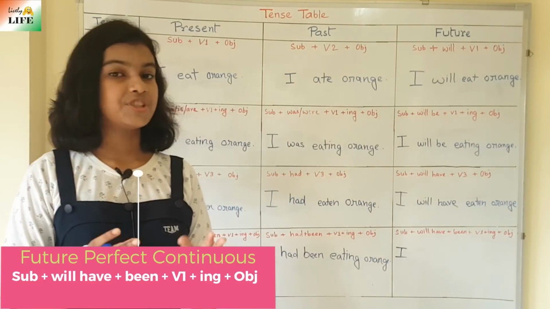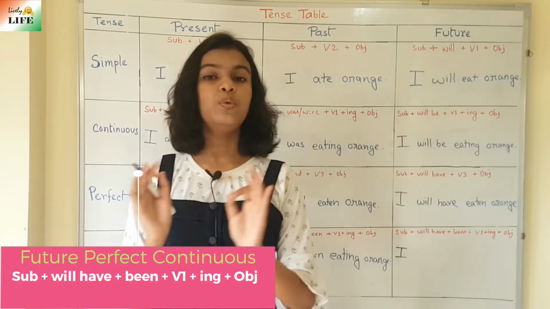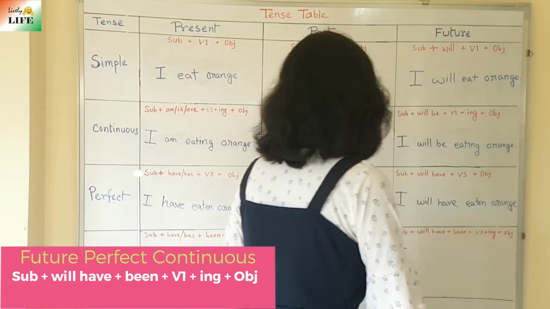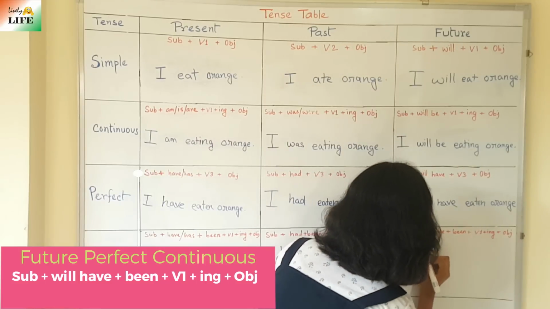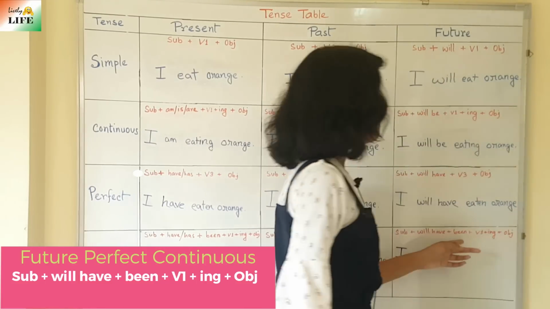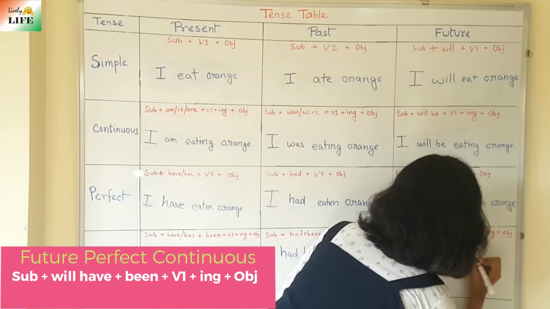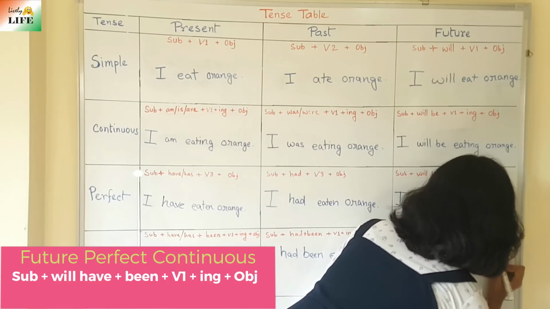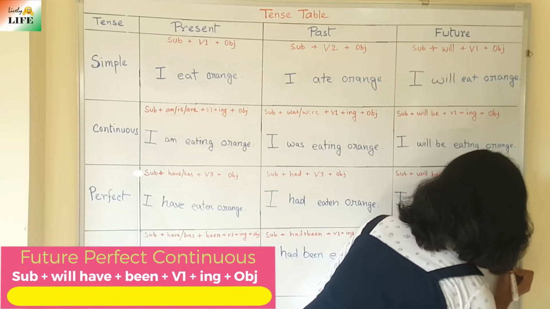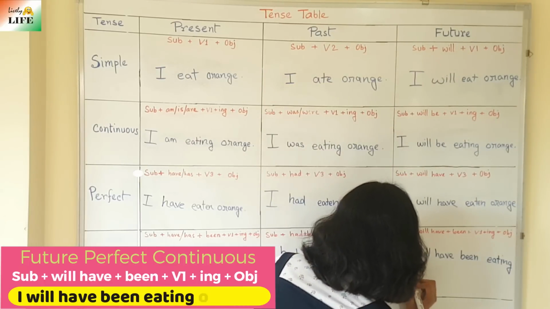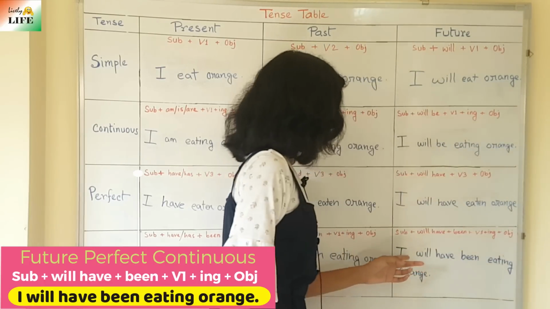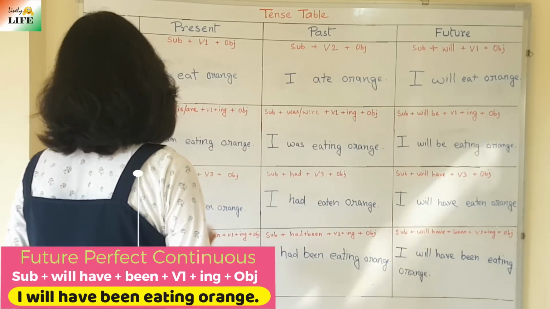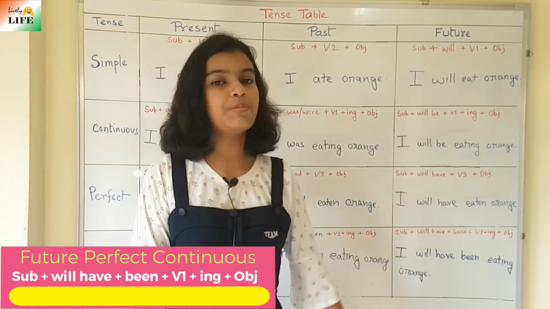So here too, after he, she, it, we always use will have. I will have, he will have, she will have, it will have. Okay, no has is needed. So I will have been, V1 form, eat, then ing, so eating, and object, orange. I will have been eating orange. So this sentence is in future perfect continuous tense.